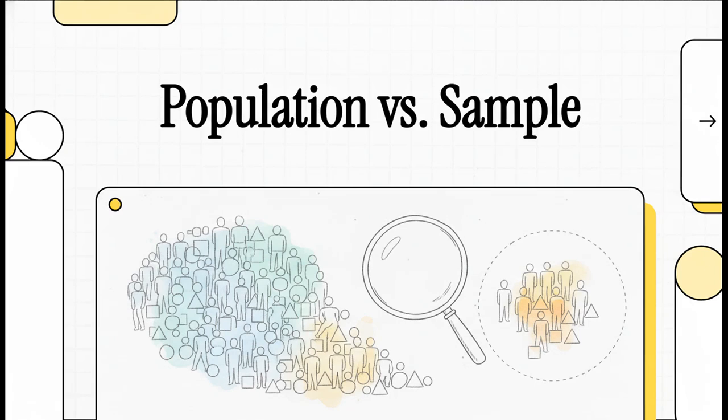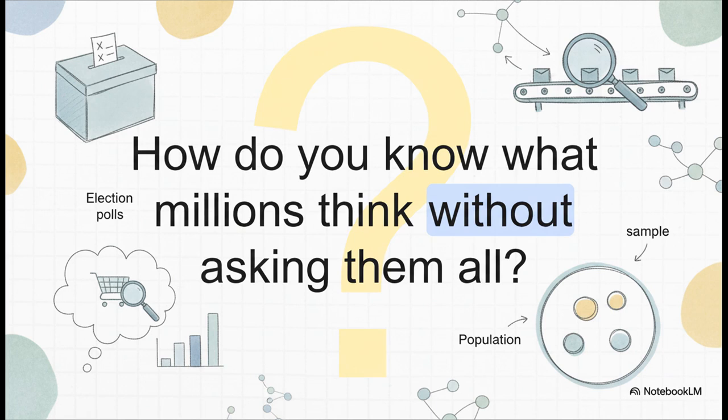All right, welcome. Today we're going to tackle two of the absolute biggest ideas in all of statistics, population and sample. Seriously, if you want to understand how we make sense of our world with data, getting this right is the essential first step. I mean, just think about that for a second. How do election polls work? How does a company know if you'll like their new phone? They all face this exact problem. How in the world do you get reliable answers without talking to everybody? Well, that's the puzzle we're going to solve today.